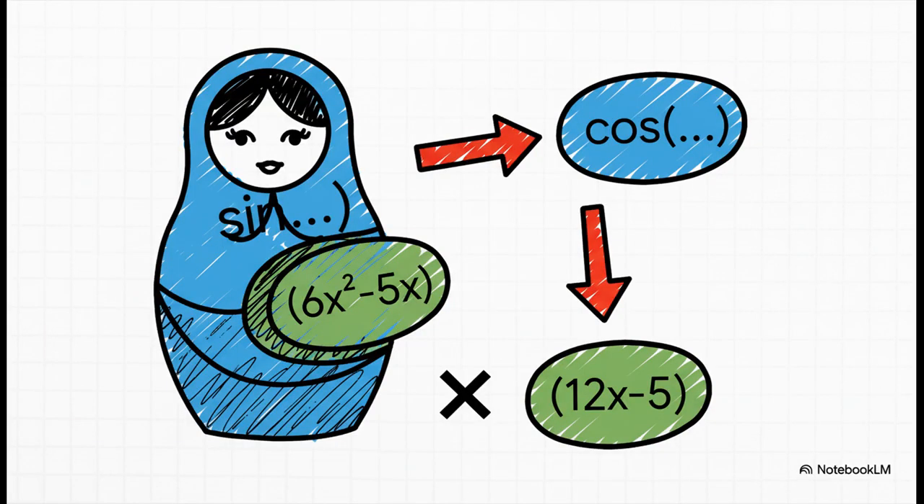For instance, look at sine of 6x squared minus 5x. The outside function is the sine part, and its derivative is cosine. So you get cosine of 6x squared minus 5x. Then you multiply that by the derivative of the inside stuff, which is just 12x minus 5. The chain rule lets us unpack these complex functions one layer at a time.